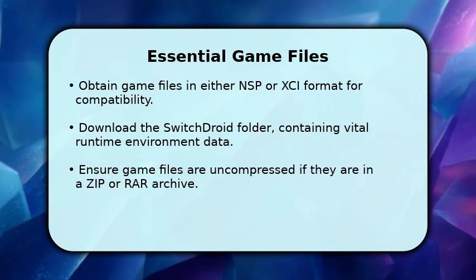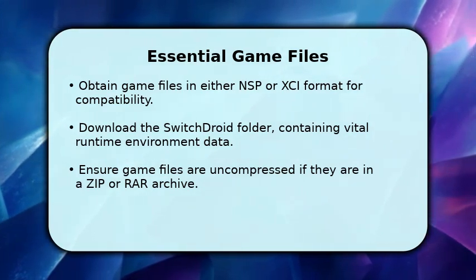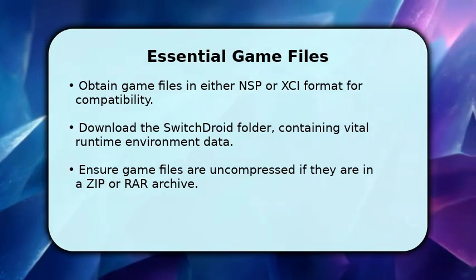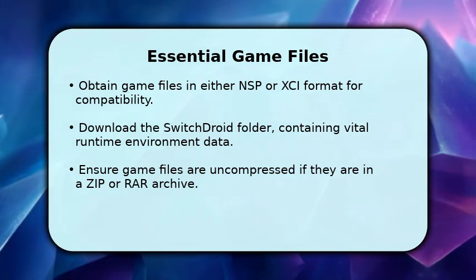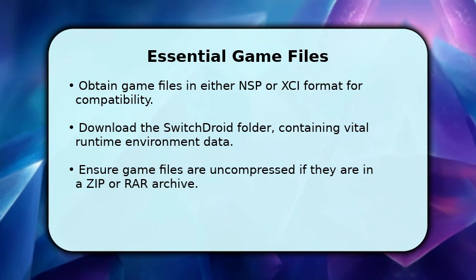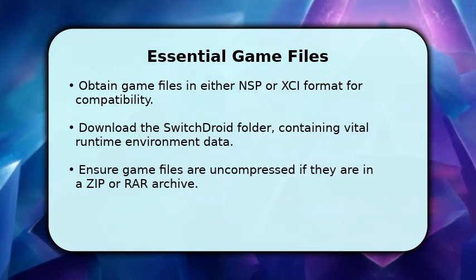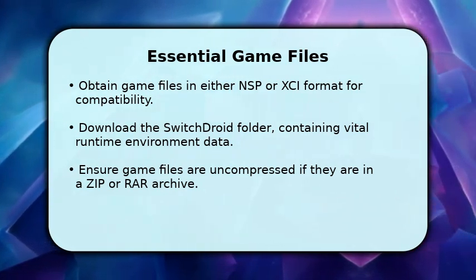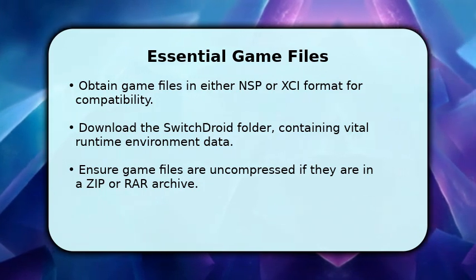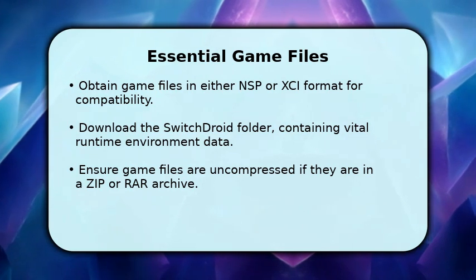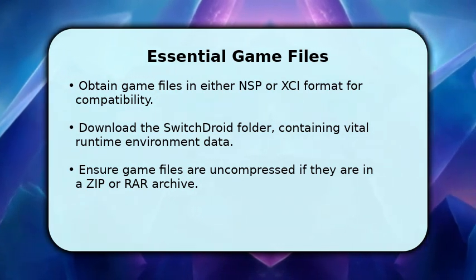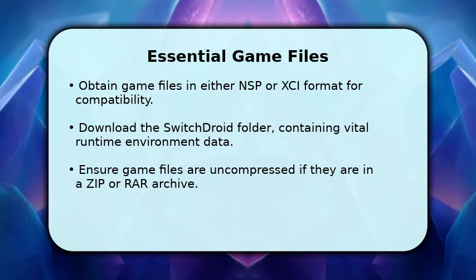Next, let's talk about the essential files you will need. Egg NS primarily supports game files in NSP or XCI formats. You will also need the Switch Droid folder, which contains critical data for the emulator's runtime environment. If your game files are compressed, like in a ZIP or RAR archive, remember to extract them first to access the playable NSP or XCI files.